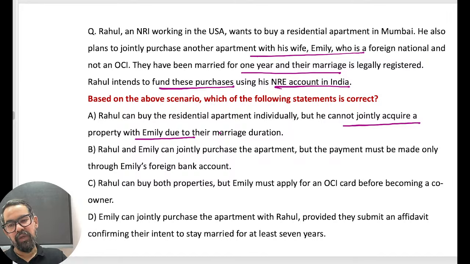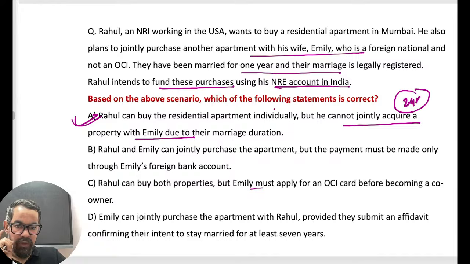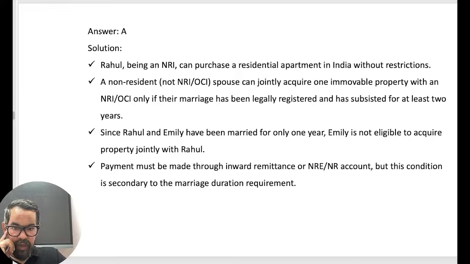It should be, I guess, 2 years or something. This first statement only should be correct. Rahul can buy individually, but payment must be only through NRE accounts. It can be through NRE for both properties. So the only thing is it should be 2 years, the marriage should be 2 years. So A only should be the right answer in this case.